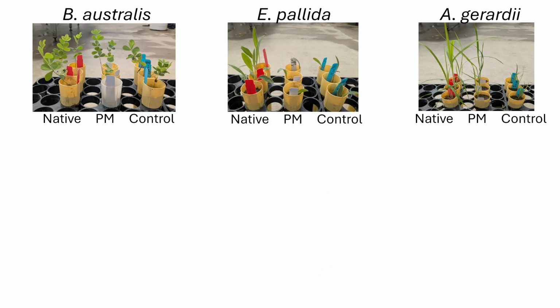Here's some pictures of that. On the left, Baptisia, our legume. In the middle, Echinacea, our composite. And on the right, big blue stem. In each little figure, native is our native prairie AMF from Kansas, the Prairie Moon product, and then a non-inoculated control. It's pretty easy to see just with your eyeball that, for example, Echinacea didn't really like the control or Prairie Moon product, but did okay with the native. Same with Baptisia. The big blue stem sort of had an intermediate response to this inoculant.